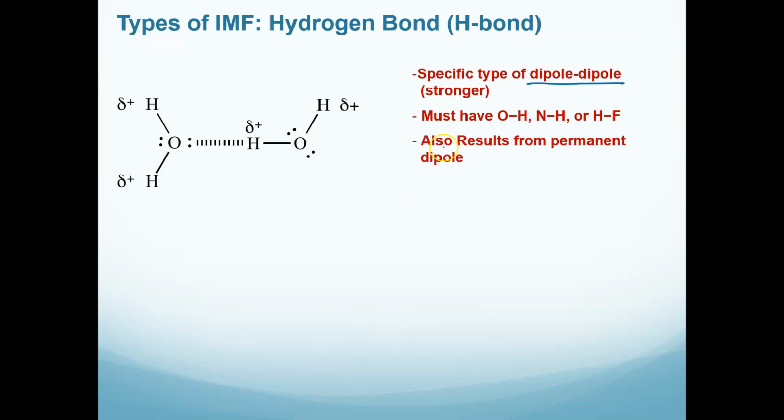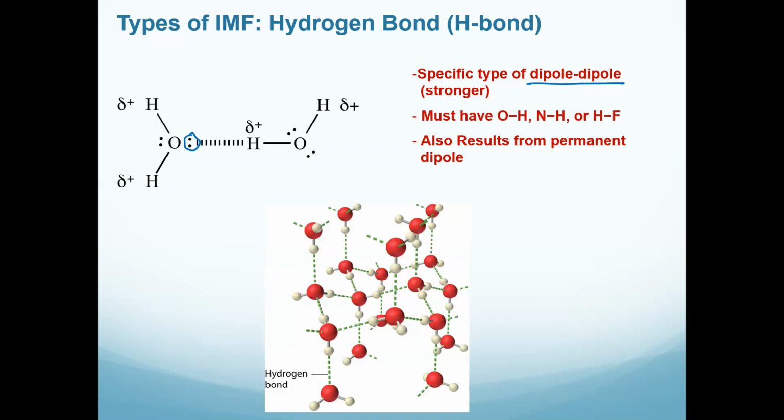It also results from a permanent dipole. If we look over at this interaction, let's see specifically what is interacting with what. I would go ahead and pause the video and take a look at it. We have a lone pair from the oxygen interacting with this partially positive hydrogen. So that is the type of interaction we're looking for. And this is why water has such a high boiling point. It can form these strong networks of hydrogen bonds, with one molecule of water hydrogen bonding to many other water molecules.